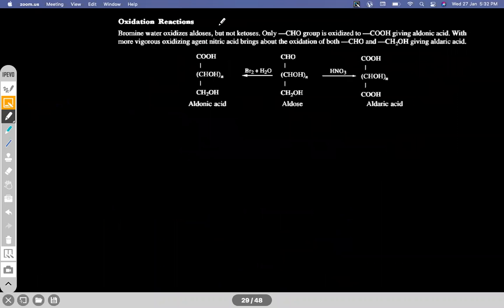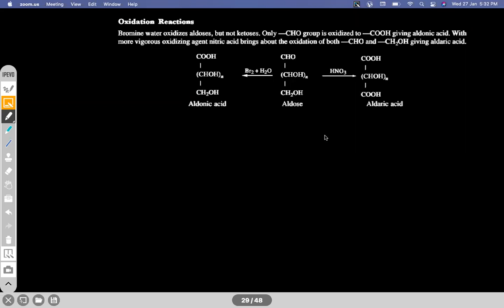Okay, oxidation reaction, you see, we'll take aldose. This one we have, it's a general thing they have written. So what happens? CHOH will be as it is with bromine water, but CHO will get oxidized into COOH.